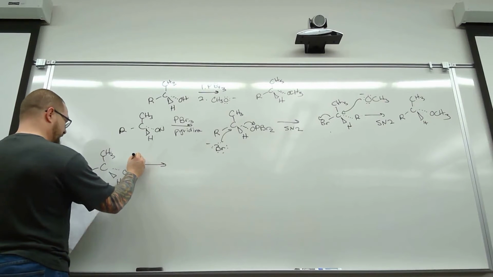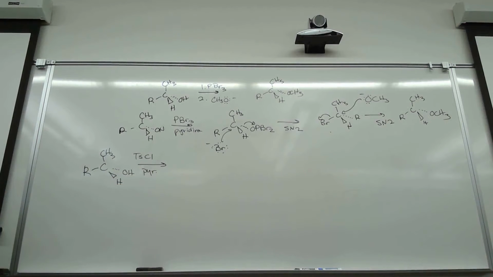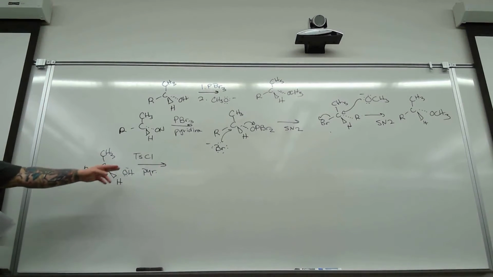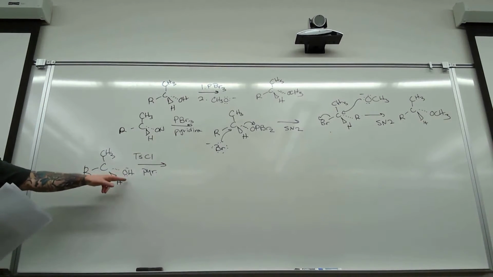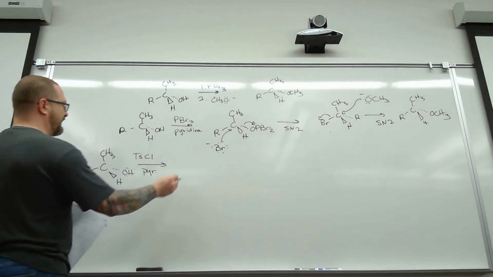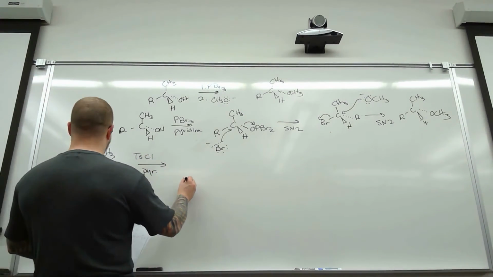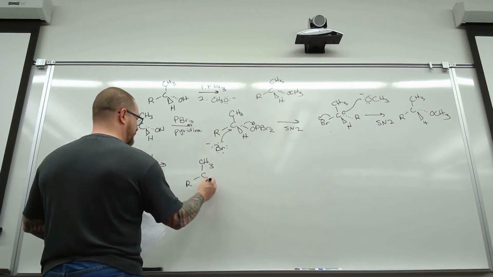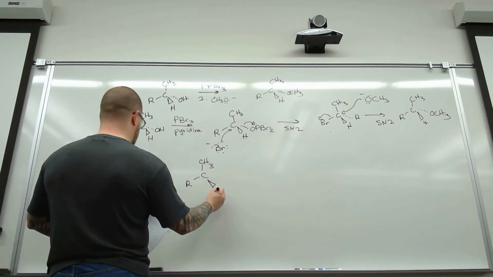I'm going to break this down. So we'll do the tosyl chloride with pyridine. The initial attack on the tosylate kicking off the chlorine is with the hydroxyl. So this is initiating here, but we don't get a second attack with the chlorine coming back.